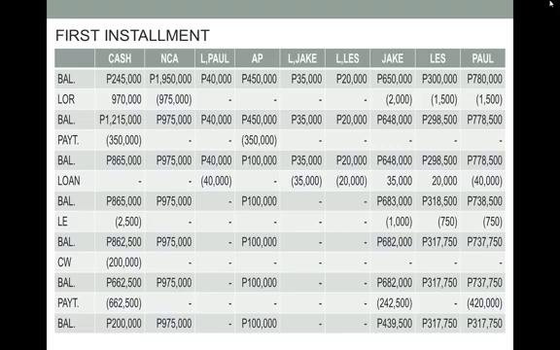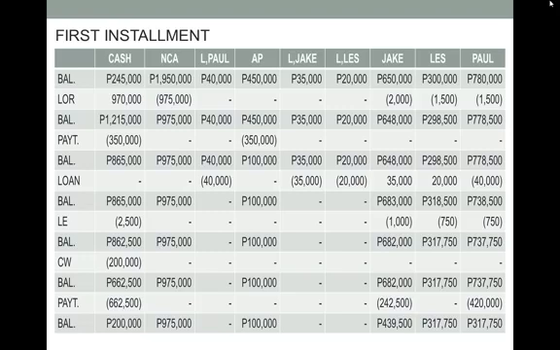This time, in the first installment, yung NCA is at book value 975. Pero yung proceeds niya is 970 lang. So meron tayong loss on realization of 5,000, and that 5,000 will be allocated to Jake, Les, and Paul. To Jake, 40% will have 2,000. Then to Les, 1,500. Then to Paul, 1,500.